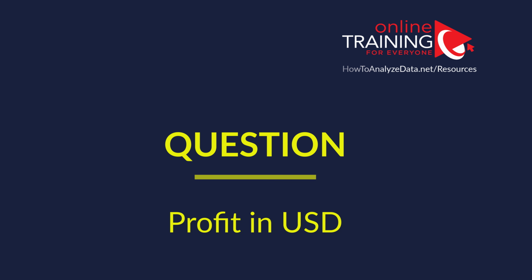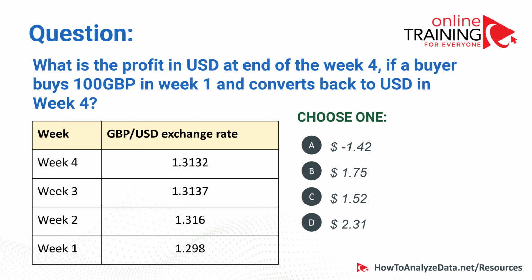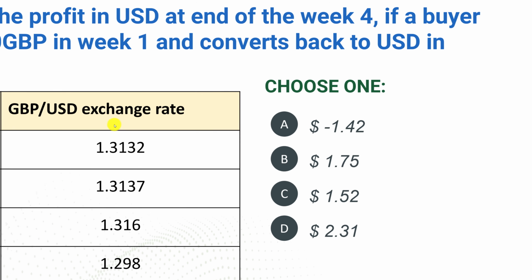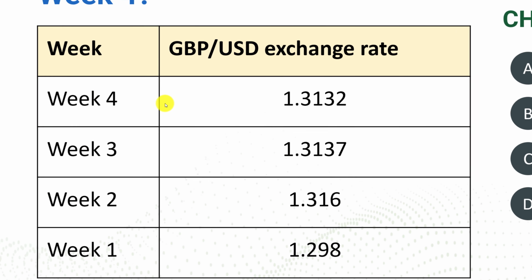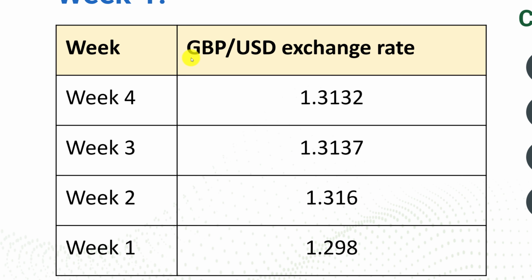Let's look at the question which you might get when applying for banking positions, insurance companies positions, or any other position within the financial industry. What is the profit in US dollars at the end of week 4 if a buyer buys 100 pounds in week 1 and converts back to US dollars in week 4? You have 4 different choices presented, A, B, C, and D, and then you have a table, the conversion rate between pounds and dollars for 4 weeks.